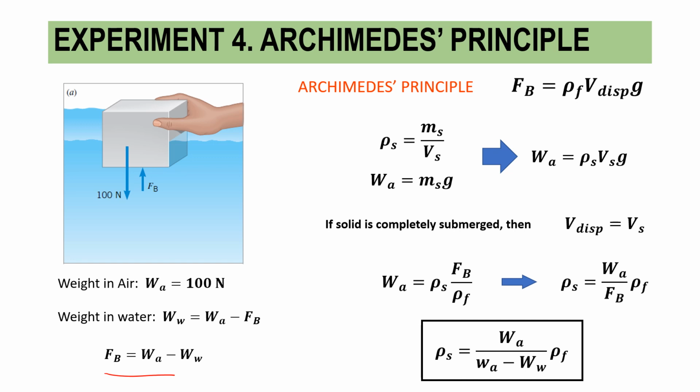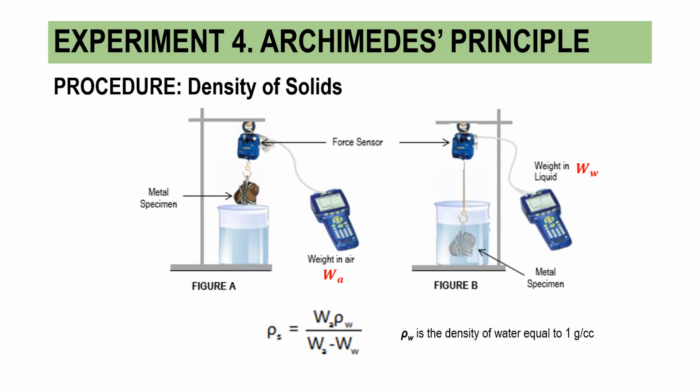From this, we can derive the formula for the density of a solid. The density of the solid is equal to the weight in air multiplied by the density of the fluid, divided by the weight in air minus the weight in water. Now let us proceed with the discussion of the procedure for the first part of experiment number 4, and that is to determine the density of solids.